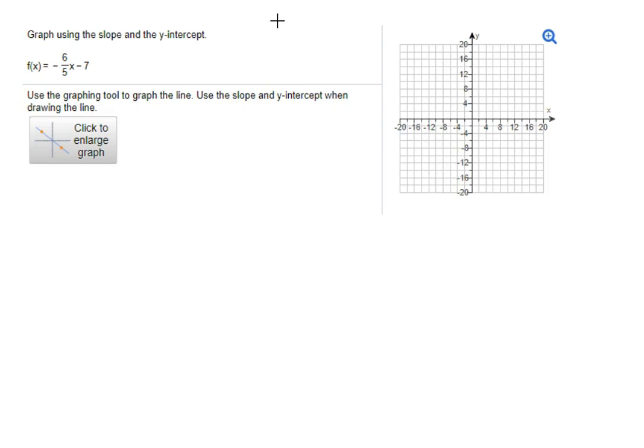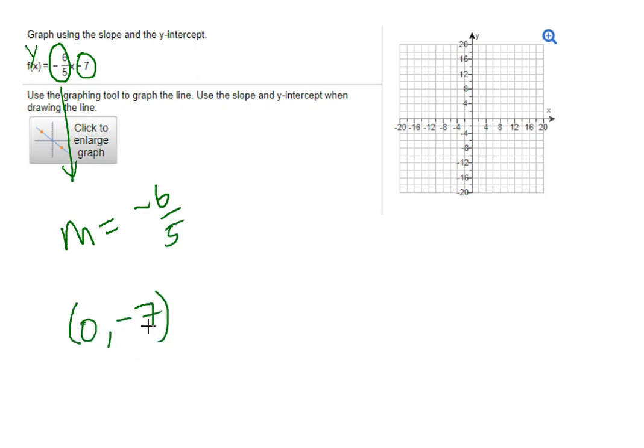Let's see. Graph using the slope and the y-intercept. So we kind of did this exercise already. This is already in slope-intercept form, so that helps a lot. We don't have to actually do any work here. We can just read the slope and the y-intercept straight off the equation. Right? The slope is negative 6 over 5, and the y-intercept is 0 comma negative 7. Right? So this is b, this is m. That's how we get that information.